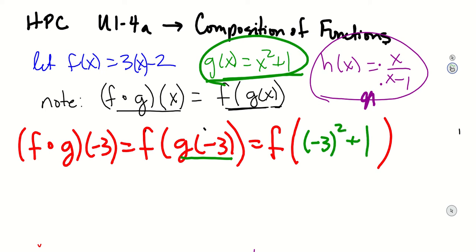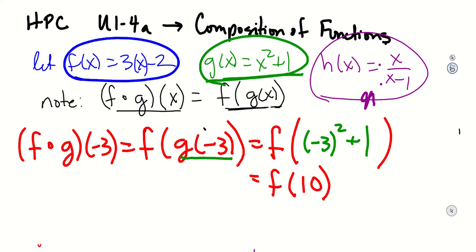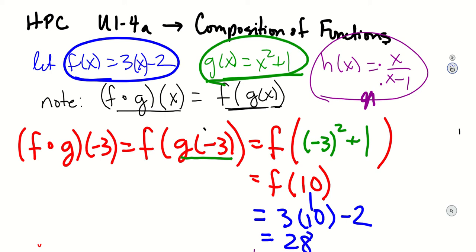Simplifying that, that gives me f of negative 3 squared, 9 plus 1 is 10. So for me to find f of 10, we're now going to use the f function, and according to the f function, we will get 3 times our input, where x is, minus 2, and what we're putting in this time is the 10. 3 times 10, 30, minus 2 is 28.